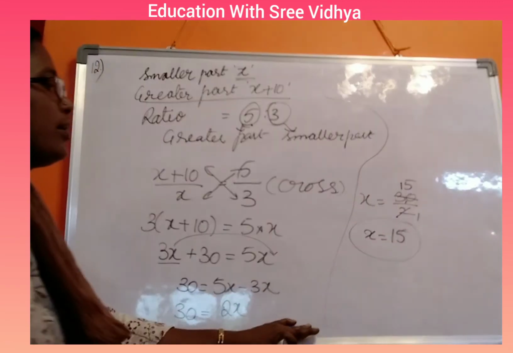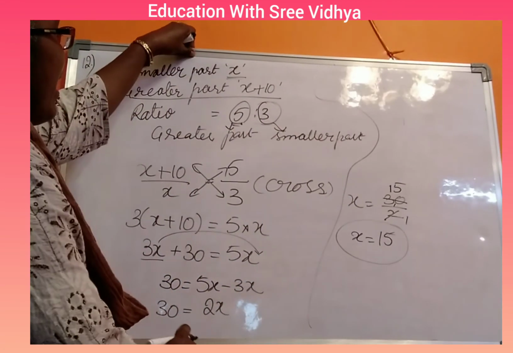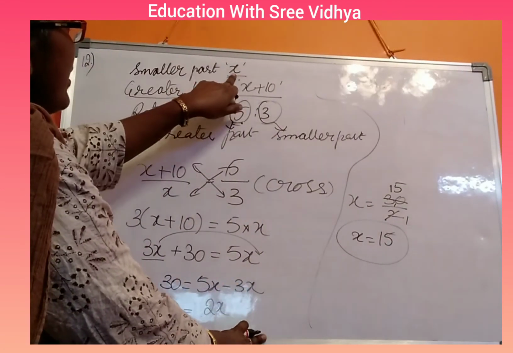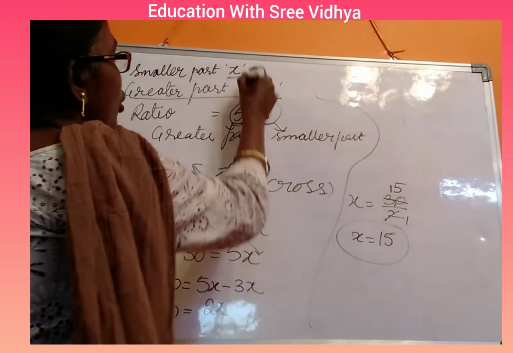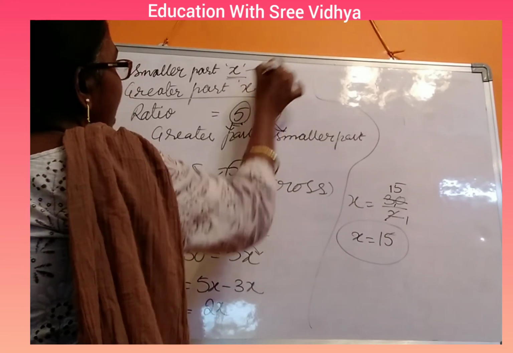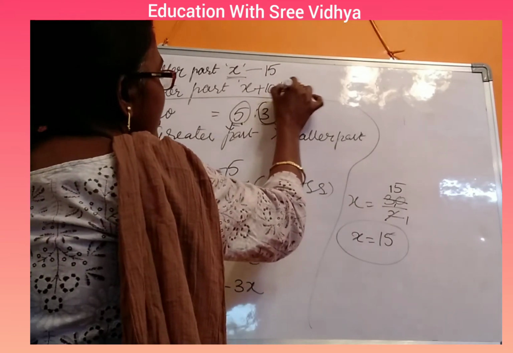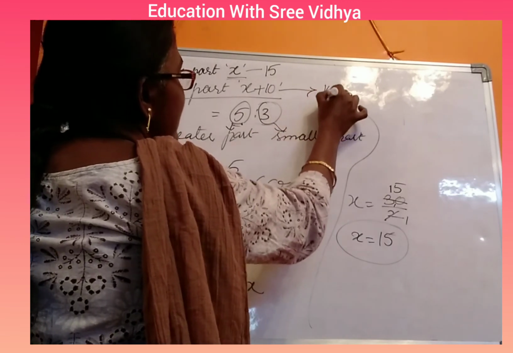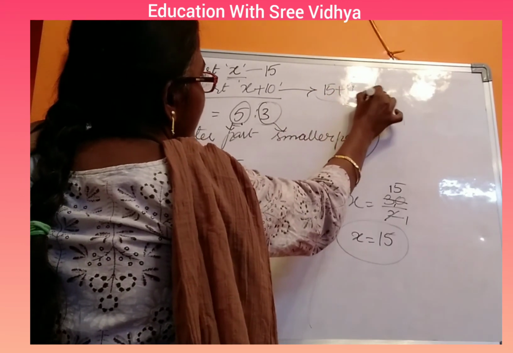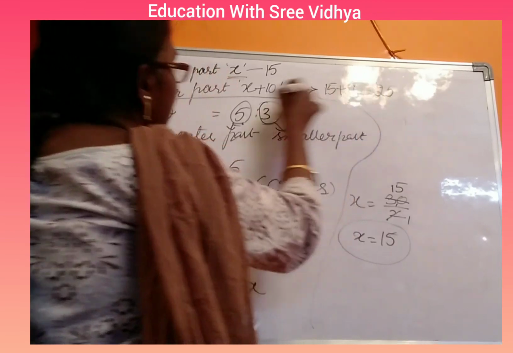So this is the smaller part we have got, 15, and the greater part is X plus 10, which means 15 plus 10. So that is 25. This is the greater part.